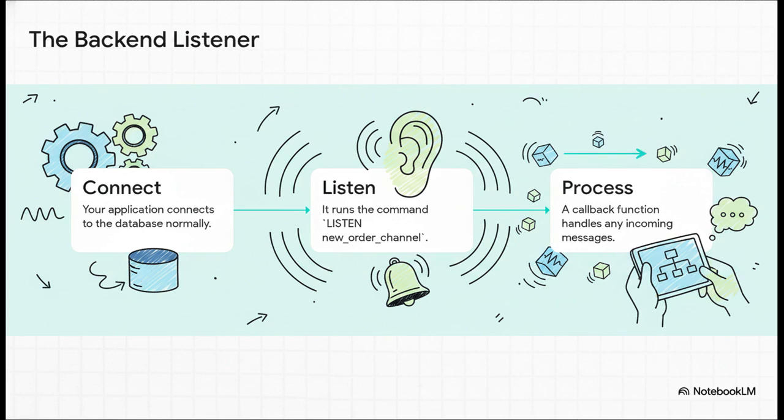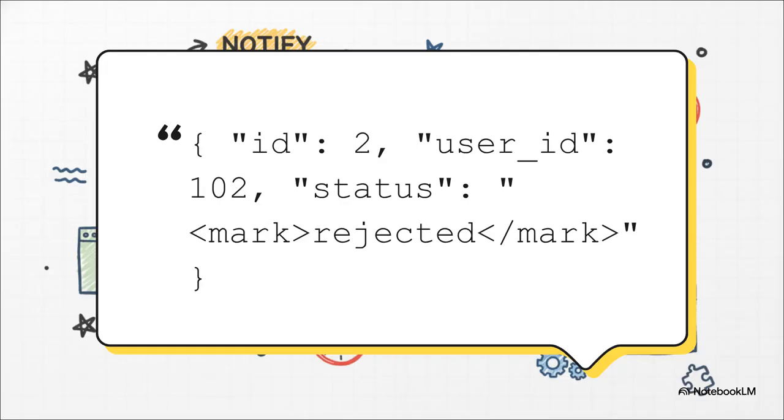Okay, now for the fun part, the backend. And believe it or not, this part is even easier. Your service connects to the database like it always does, but then it runs one special command, LISTEN new_order_channel. That's it. It's like tuning into a radio station. From that moment on, your application is listening for any messages on that channel, and you just attach a simple callback function to decide what to do when a message comes in. And boom, this is what your listener gets. The second a new order is inserted into the database, let's say an order that was rejected for some reason, your backend immediately receives this JSON payload. It's literally the data for the new row, sent in real time, ready for you to process it safely.